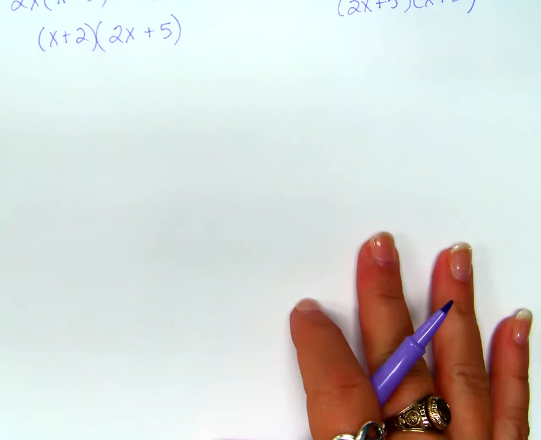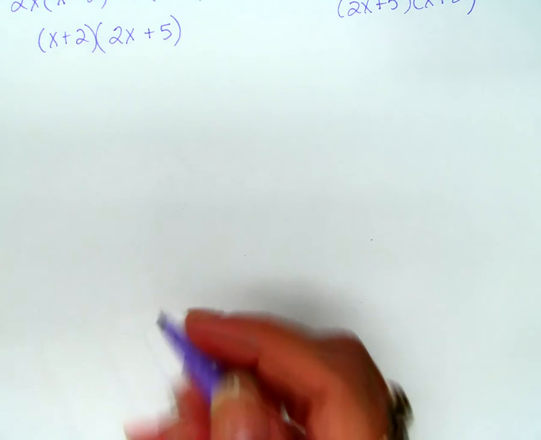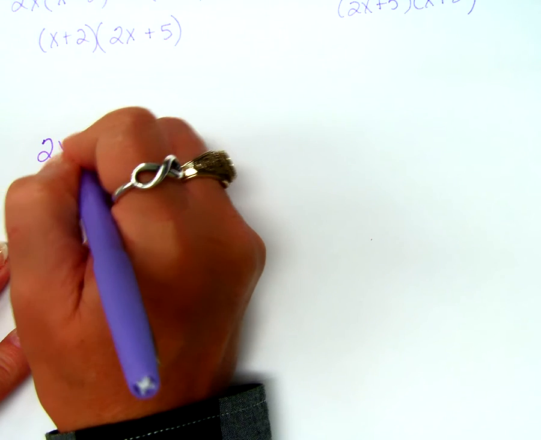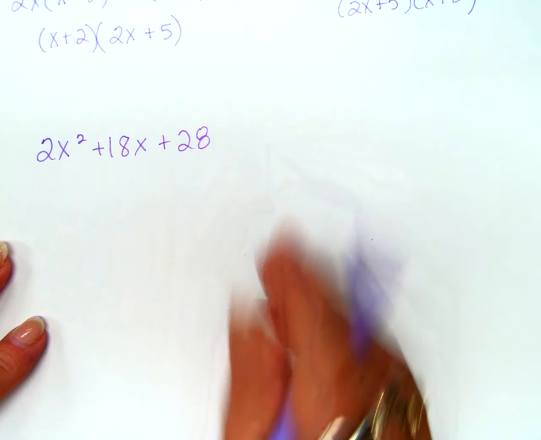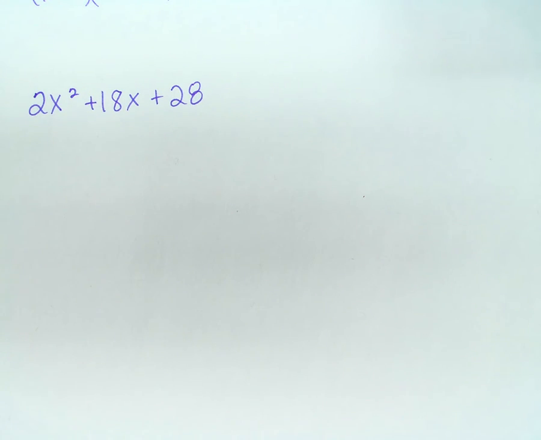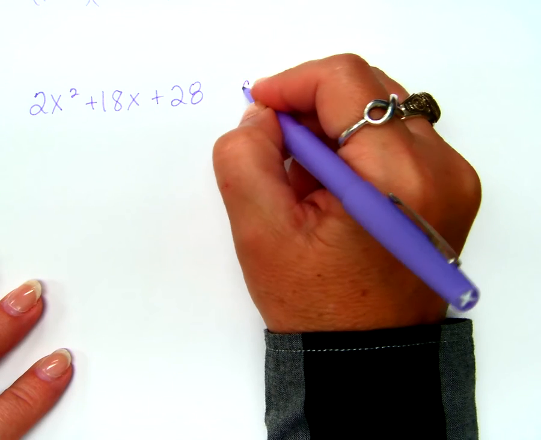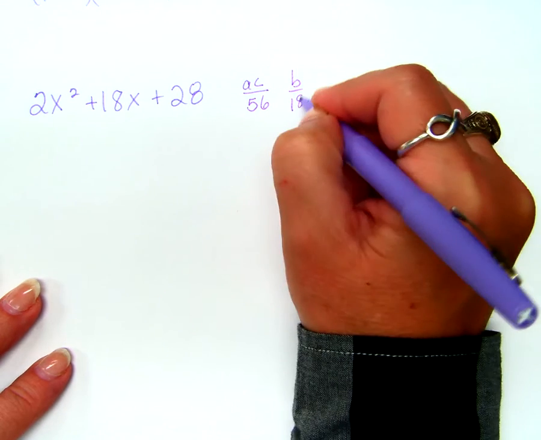Okay, then let's do this problem. As soon as I can find it. Okay, there it is. 2x squared plus 18x plus 28. Now, why do people think these problems are harder? Bigger numbers. That's the only reason, right? So what do you want to do first? Combine A and C. So AC is 56 and B is 18.